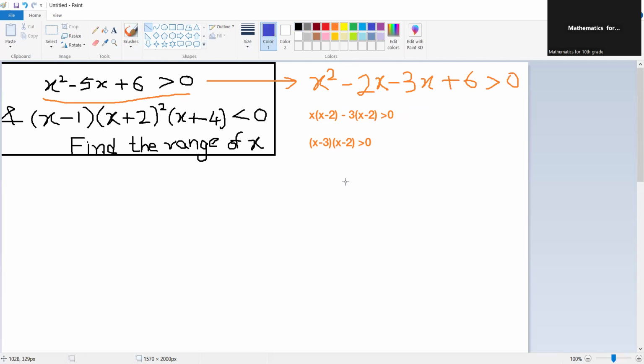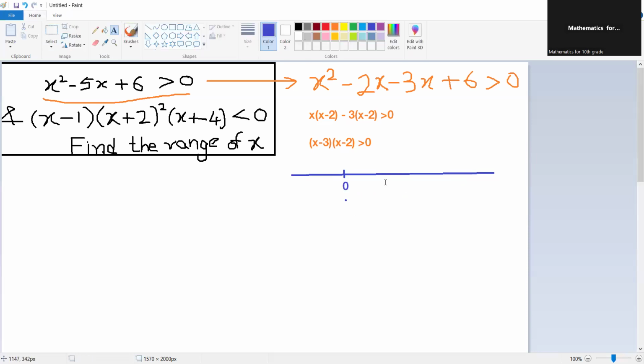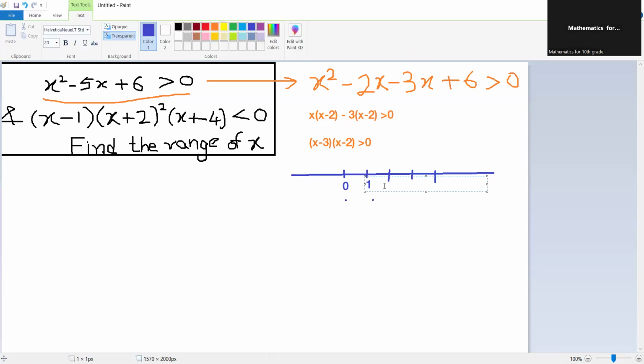I'll put this in blue. This is the number line, and this is 0, 1, 2, 3, and 4.